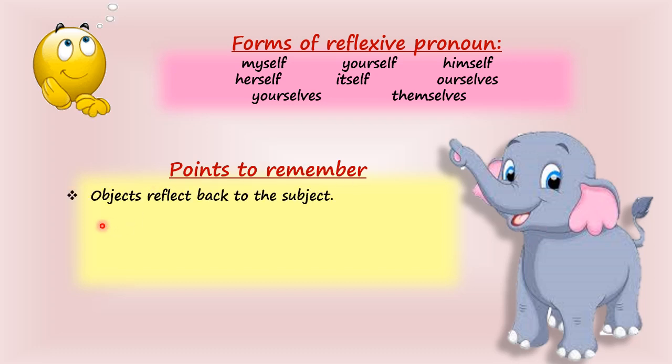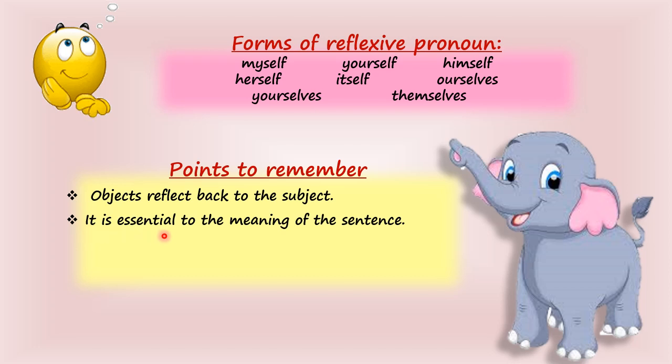First, the object reflects back to the subject. In terms of reflexive pronoun, in the sentence, object and subject both will be the same person or same thing. Is it clear, children? In a sentence, when we talk in terms of reflexive pronoun, the object and the subject will be the same person or same thing. Is it clear?